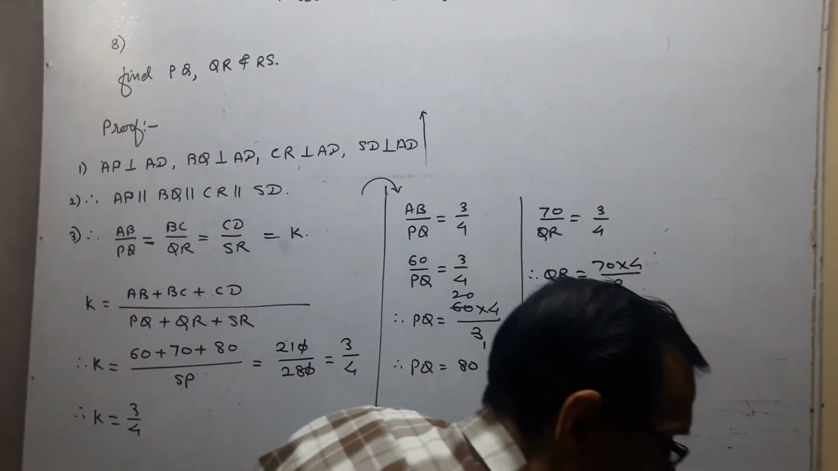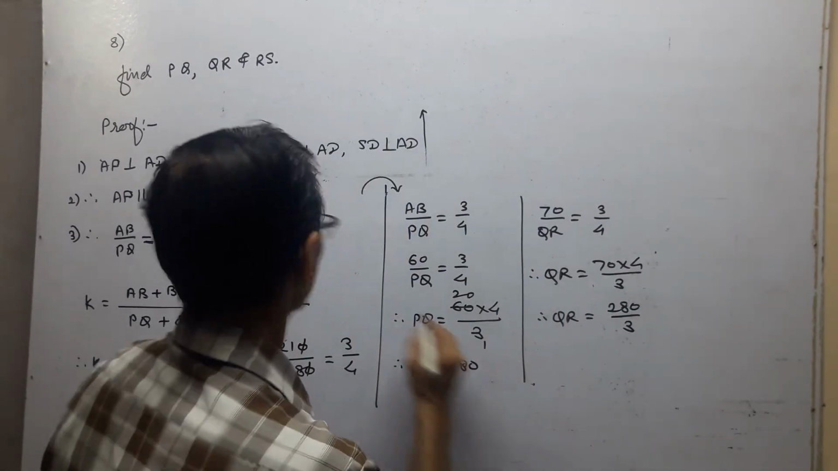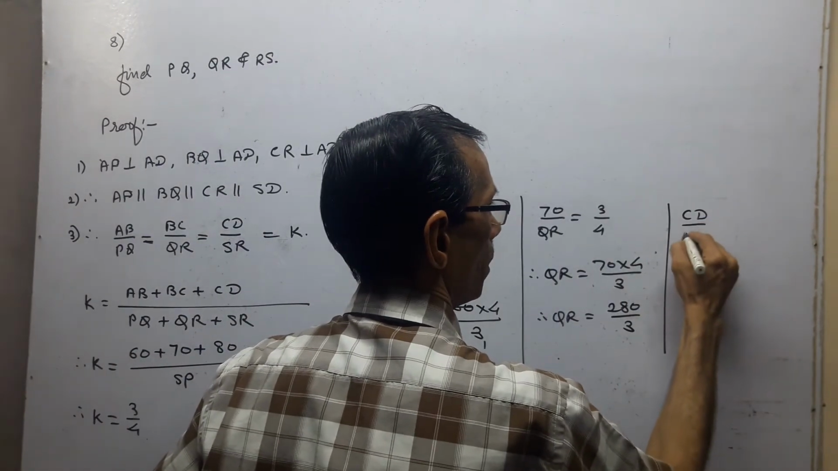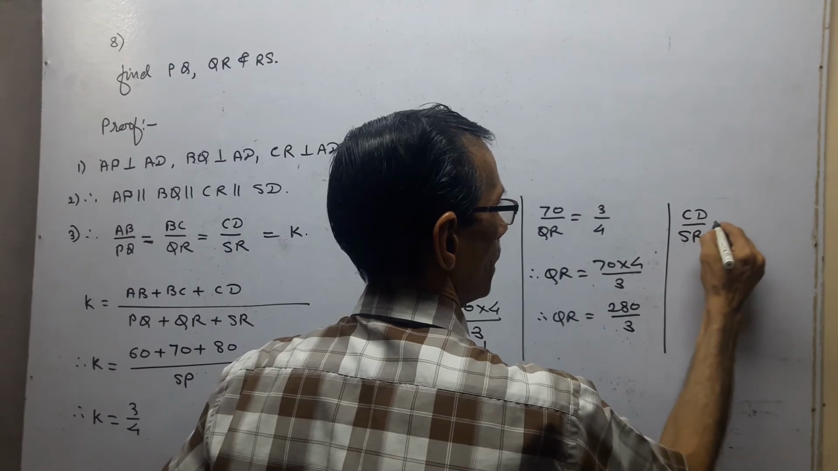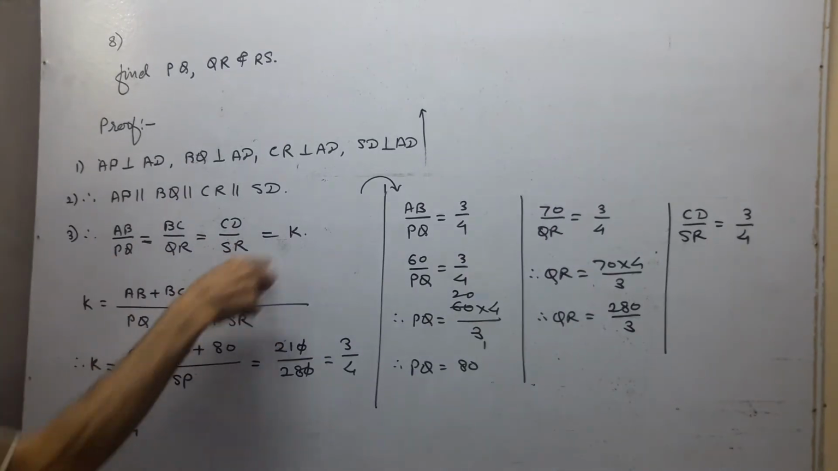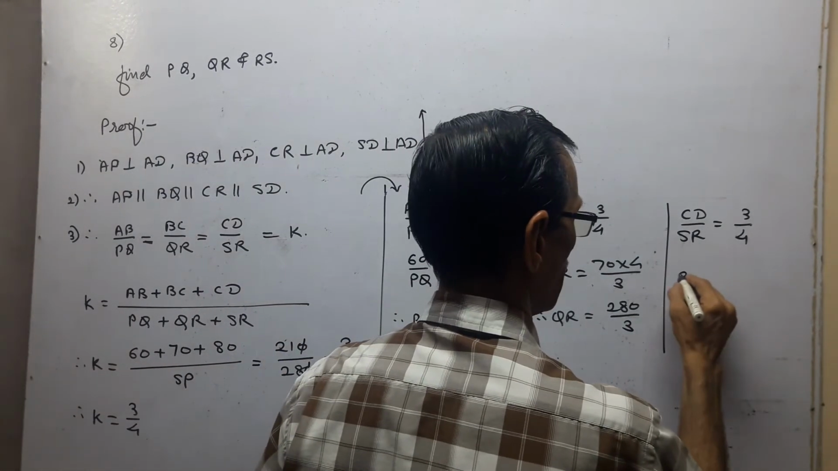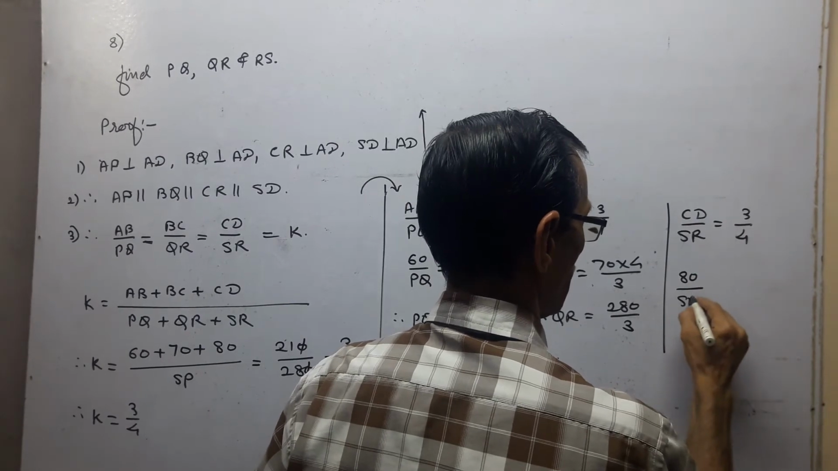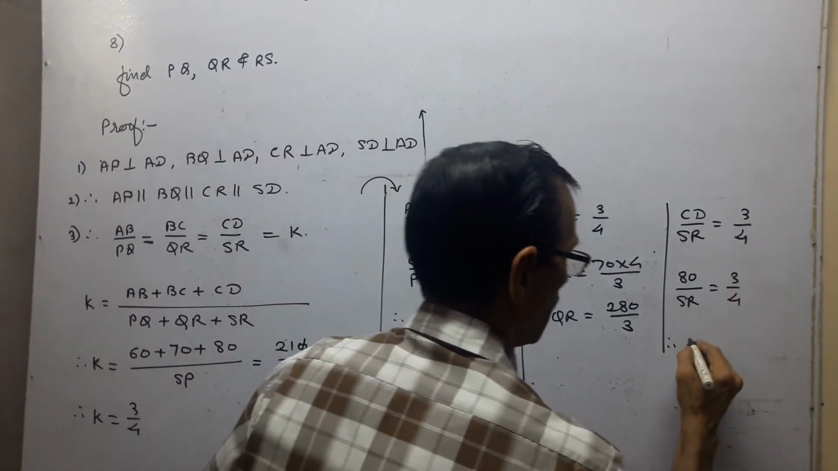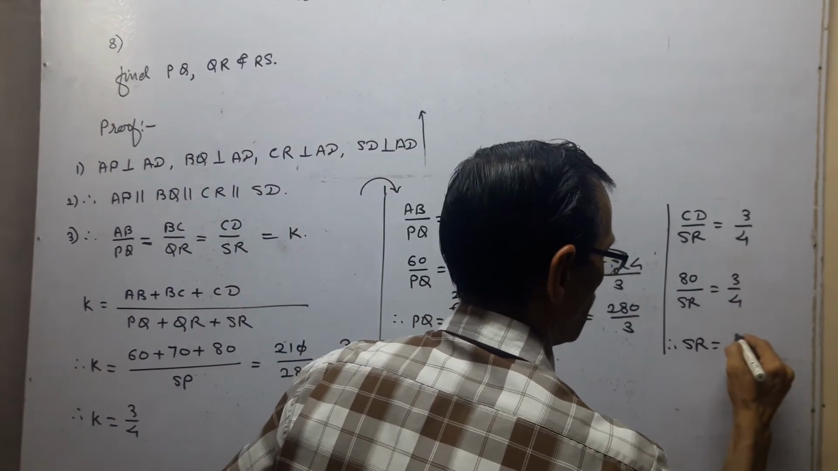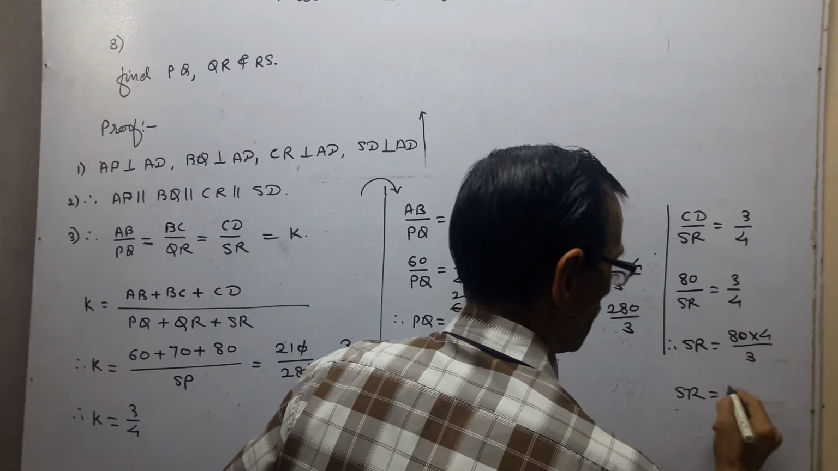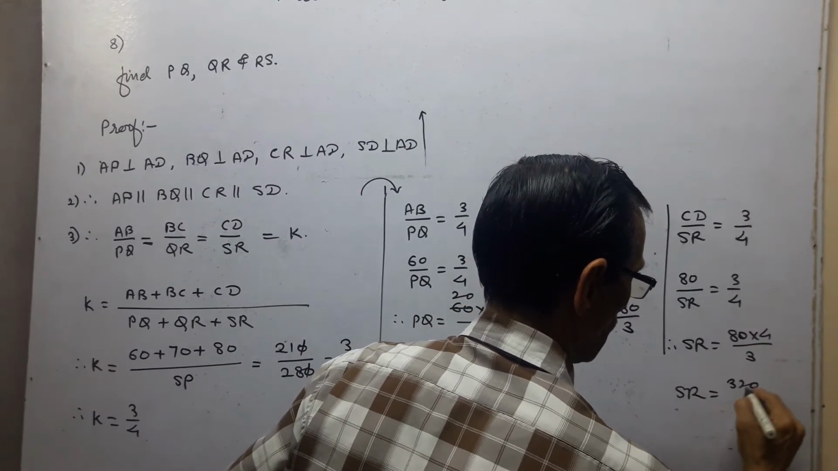Now next, let's find the next one, RS. So CD upon SR is also 3 upon 4, because each ratio is 3 upon 4, and therefore CD is 80, 80 upon SR equal to 3 upon 4, and therefore SR is equal to 80 into 4 upon 3, so 8 fours are 32, SR equals 320 upon 3.